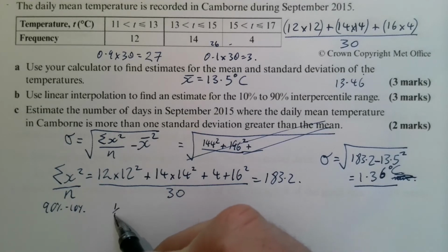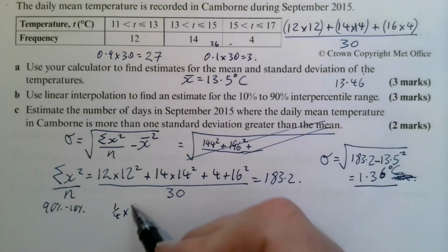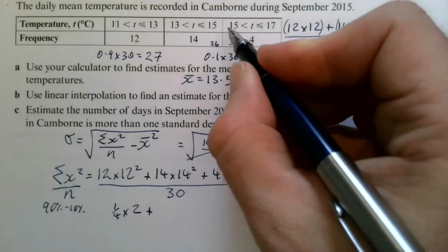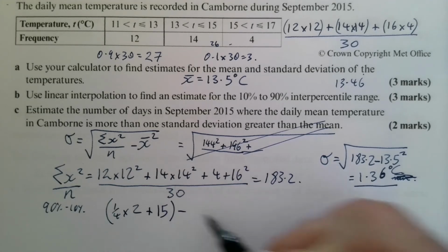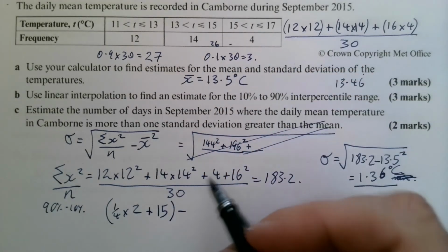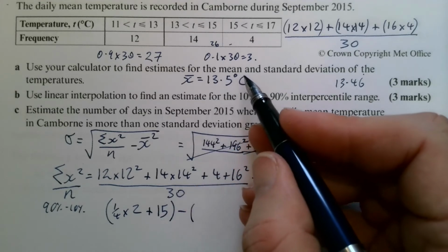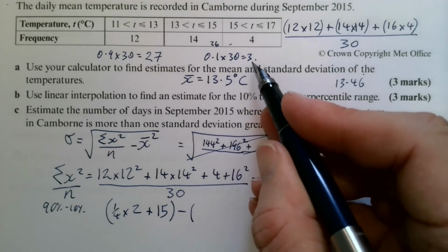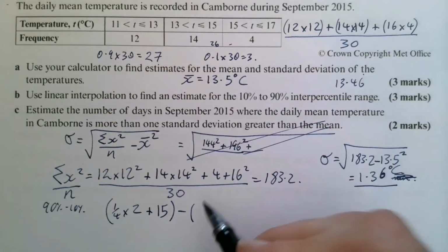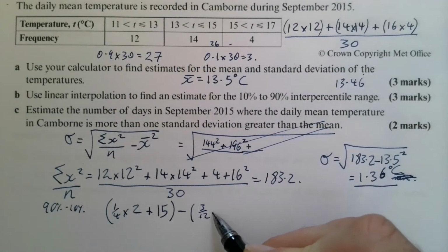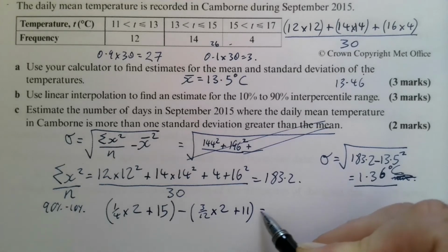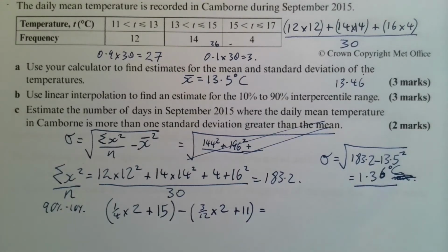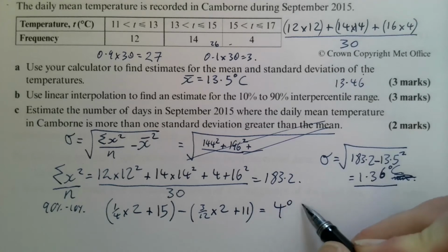So we're going to have 1/4 times the width of that, which is 2, which we're going to be adding to the beginning of that class, and then we're going to be taking away, we want the third, so the third out of 12, also 1/4 of the way through, that's also too wide, and we're going to be adding it to the beginning of that group, which was 11, and that should give you 4 degrees.